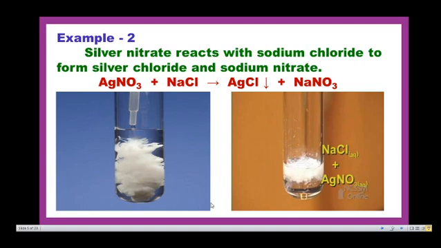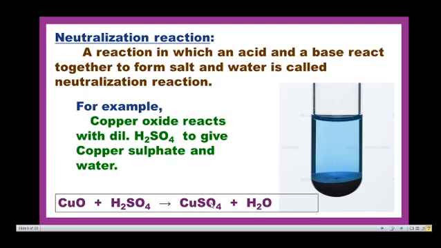And the second example: silver nitrate reacts with sodium chloride and forms silver chloride and sodium nitrate. Silver chloride precipitates out. It's an insoluble white color solid. It precipitates out during this reaction. Therefore, it is also a precipitation reaction.